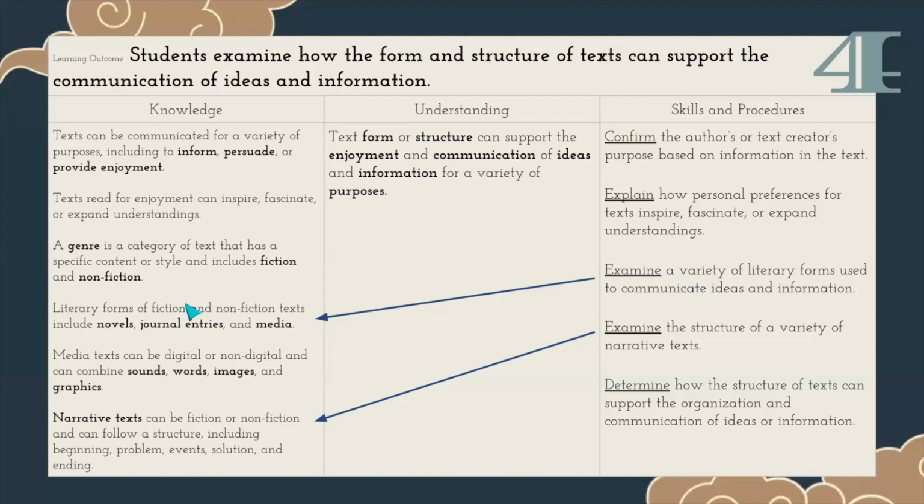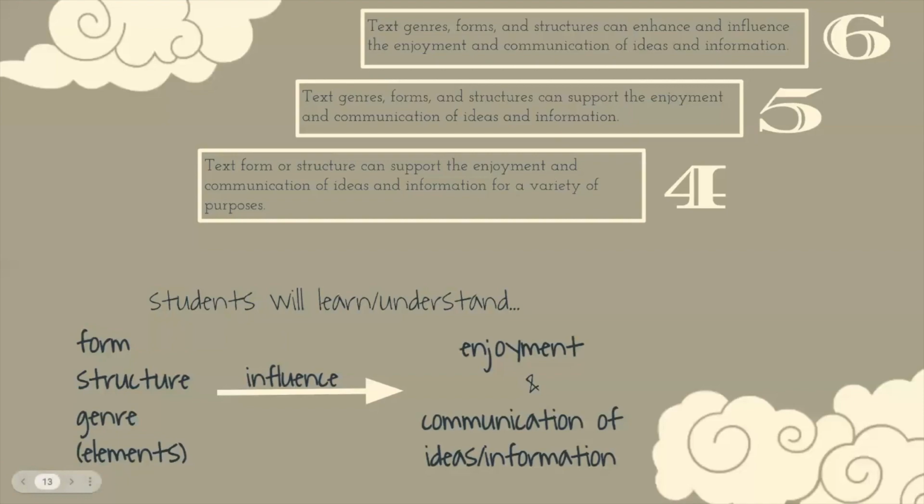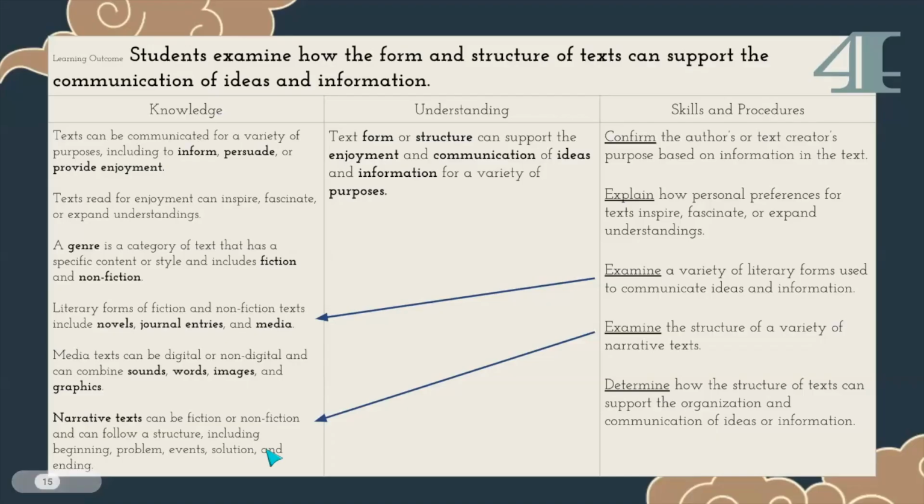But if you go over to the knowledge column, it also tells us what those literary forms should be. So we see the word include here, which means we have to look at those in this particular grade. And so in grade 4, we're going to look at novels, journal entries, and media as a text form.